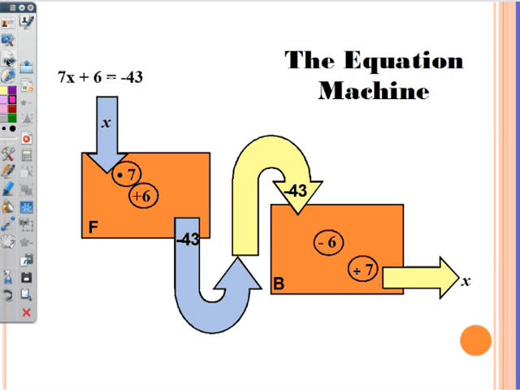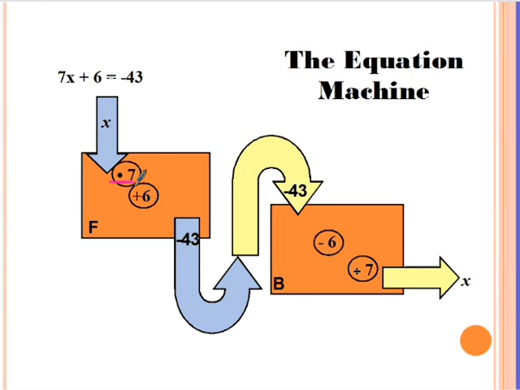First thing I want to talk about here is something that doesn't need to go in your notes. I call it the equation machine. I want you to think about what's happening in an equation. When I write the equation, 7x plus 6 equals negative 43, let's think about what's happening to the x here. So the first thing that happens to the x is that it's multiplied by 7. And then after that, 6 gets added to it, and that turns out to equal negative 43.